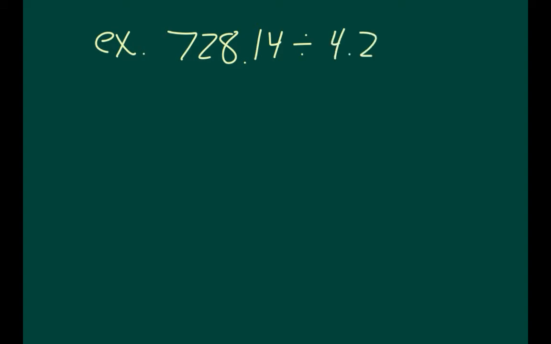Same sort of thing, but a little bit more ugly. I mean, a more fun one. If I were to do 728.14 divided by 4.2, it'd be smart too. But I don't plan to hunt you down like a small woodland creature if you don't do it. But so 728.14, and I have a 4.2.